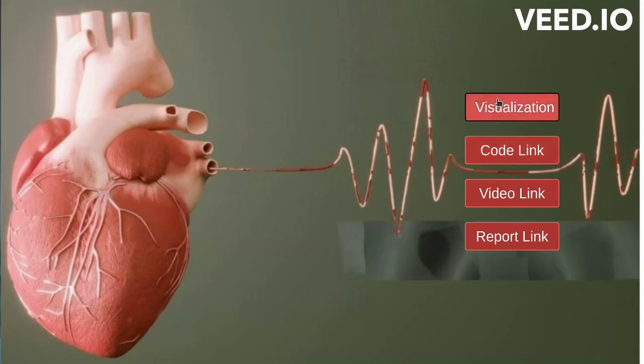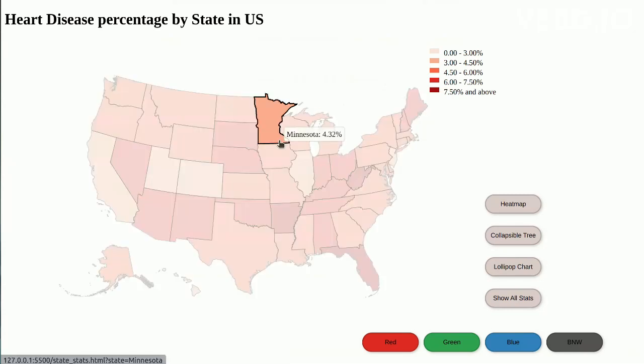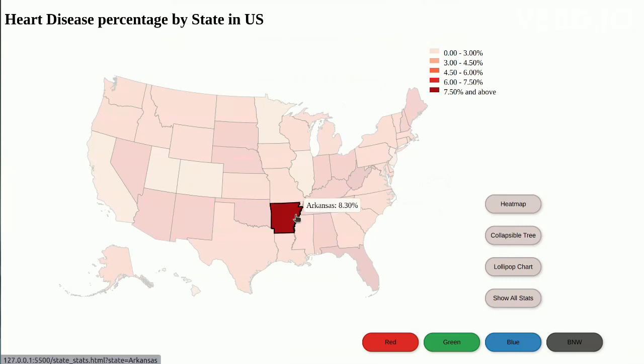Coming to our visualizations, this is a choropleth graph visualization of heart disease percentage by each state in the US. By hovering on each state, we'll get the percentage of people with heart disease in each state. The states are colored based on the percentage such that the color of a state with greater percentage is darker. The maximum heart disease percentage is 8.3 for Arkansas. No state has a heart disease percent greater than 10.